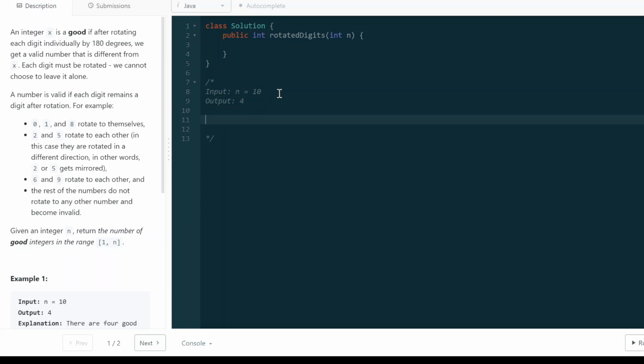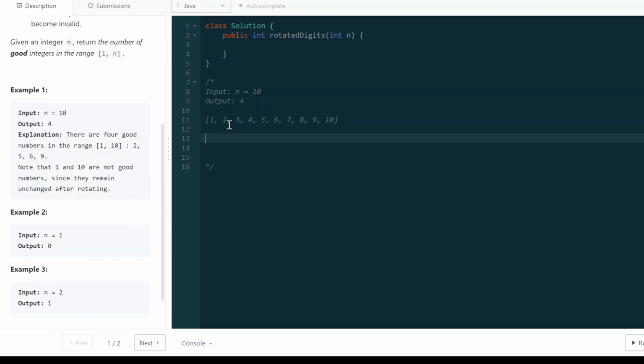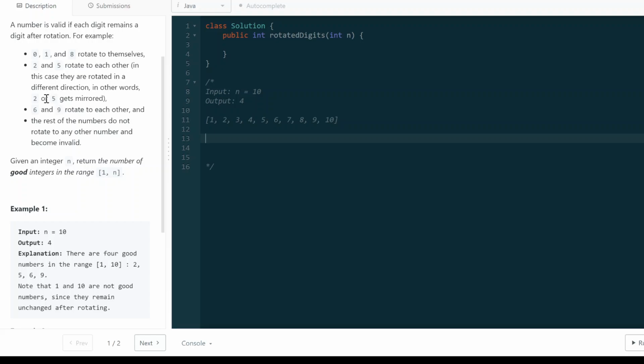So here n is equal to 10, which means we have to check 1, 2, 3, 4, 5, 6, 7, 8, 9, 10. Now 1 is not a good number because the 180-degree rotation of 1 is still 1, and we have to make sure that after the rotation, the number is different from the previous number. So 1 changed to 1 and it is equal, so that's why it's not a good number. Now 2 gets mirrored to 5, so that's fine. 2 is good. 3 is already invalid, since it is in the rest of the numbers.